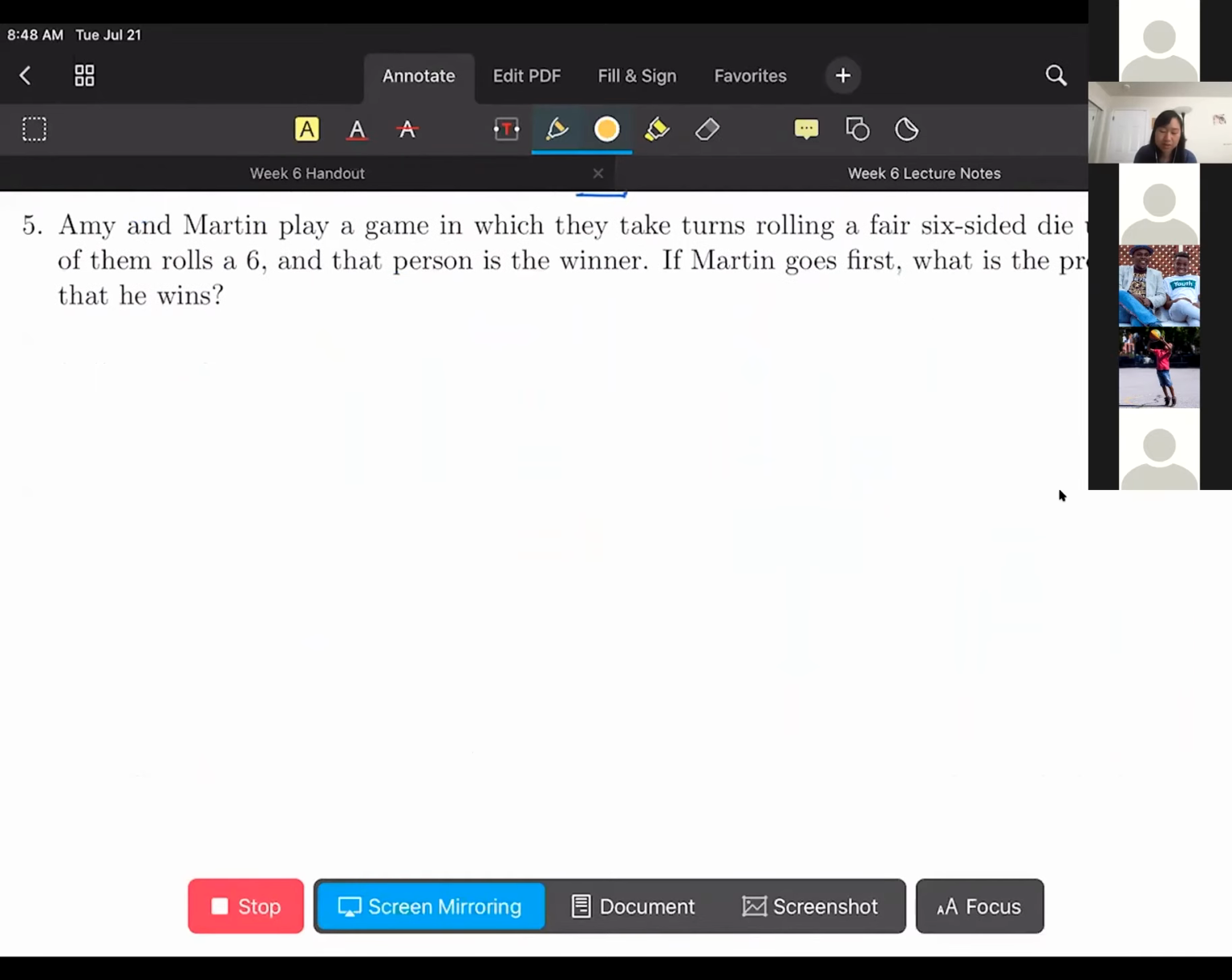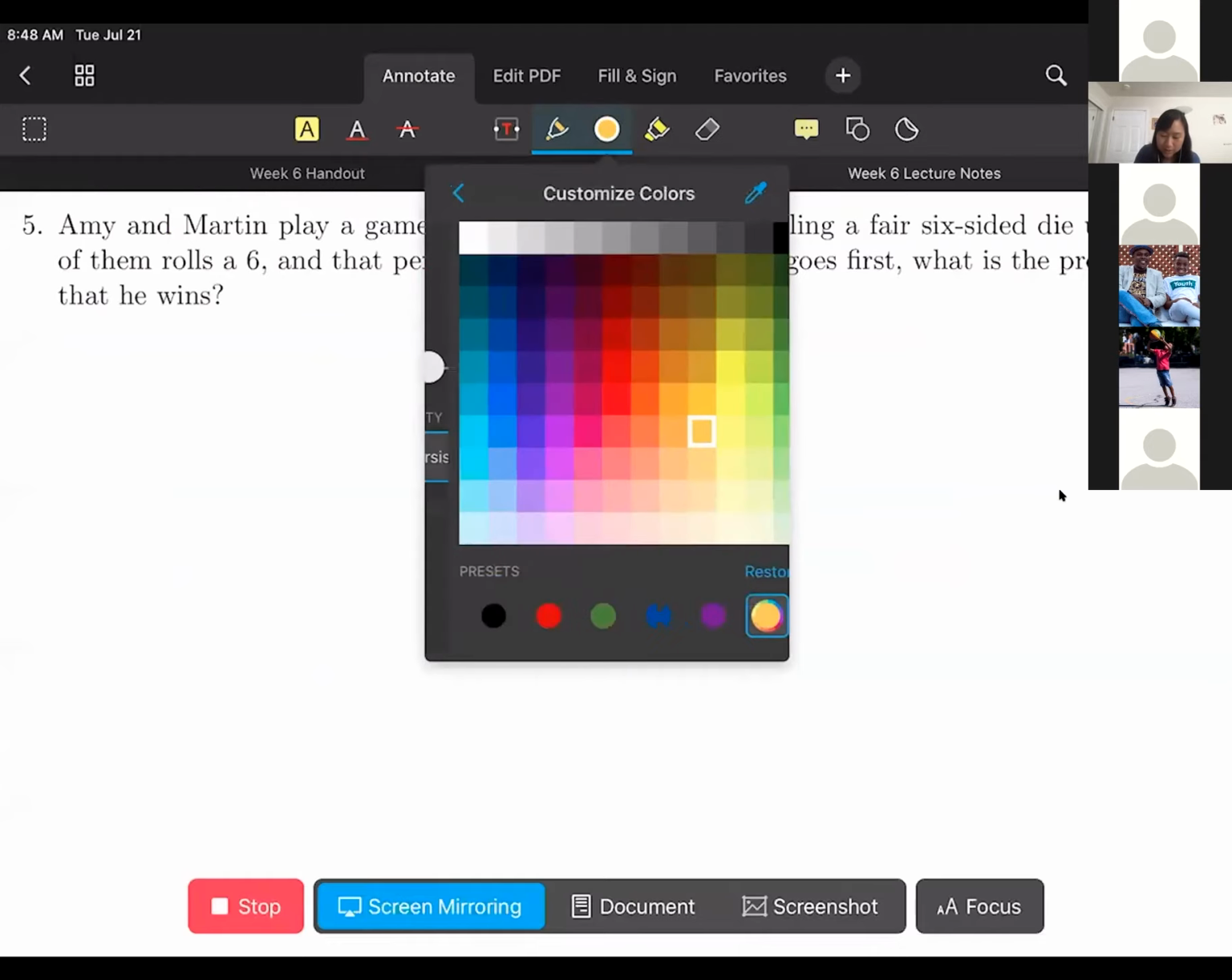It's very similar. So this one says Amy and Martin play another game. Now they're rolling a die, and they keep rolling until one of them rolls a 6. So now let's say Martin goes first. What's the probability that Martin wins? So any thoughts on how we could do this one?